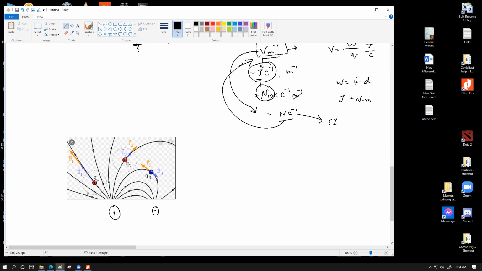The significance of... why does this line become curved? The reason the lines become curved, for example, try to understand. If you try to understand what would be the resultant force on this positive test charge, which is named over here as Q2, what would be the direction of force onto this charge?